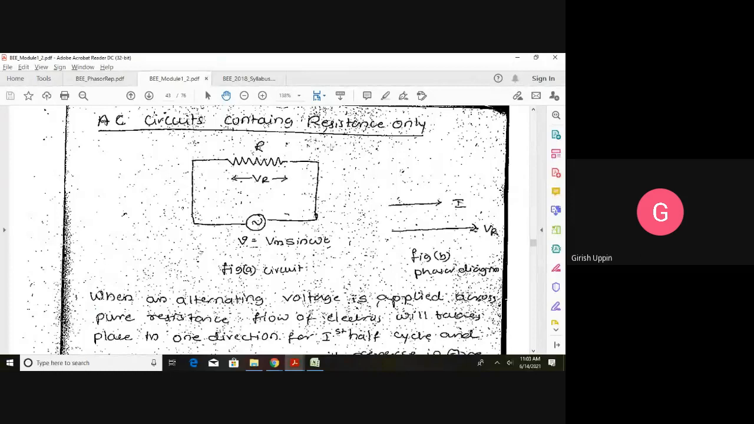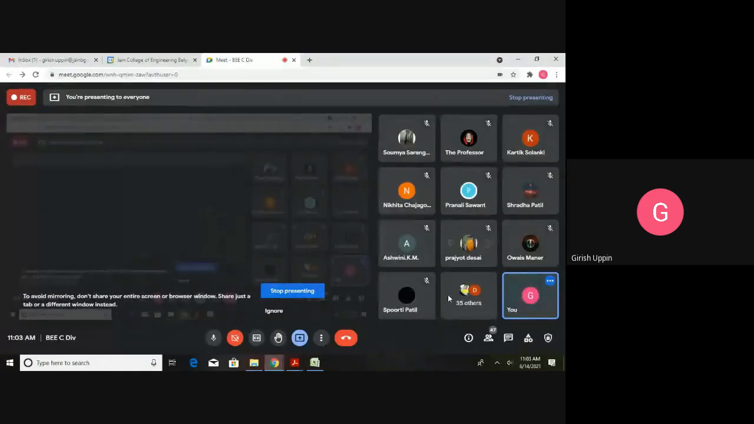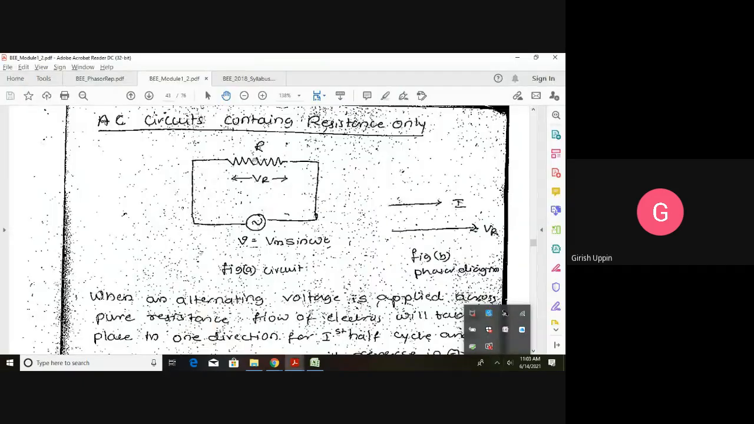AC circuits containing pure resistance. So we will have a pure resistor. We have a pure resistor which is having a resistance of R, and it is connected across an alternating voltage source, and that alternating voltage source is given by V is equal to Vm sin omega t, where Vm is the peak value of this alternating voltage, and omega is a representative of the frequency or the time period.